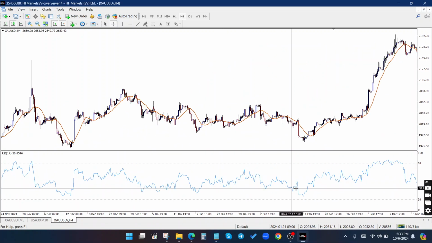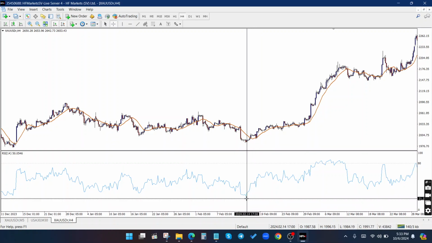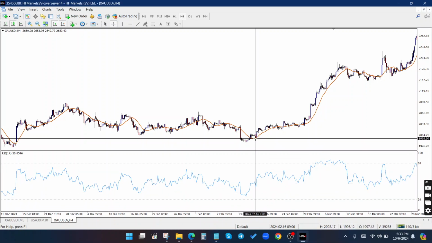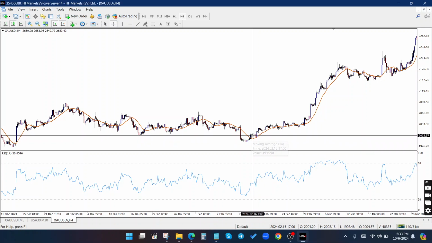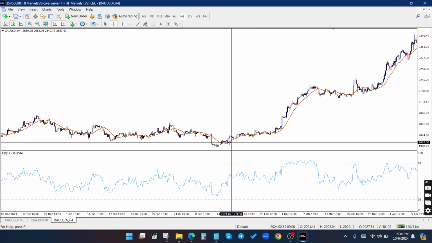And now for buy signals, we can just see different examples. This was a buy signal. We can see as the RSI began to point upwards very close to the oversold region, the price of the asset also caught above the moving average. So that was a confirmation signal.